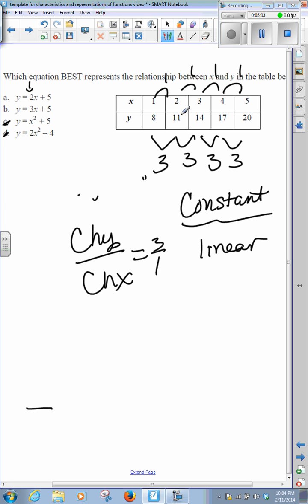So again, the fact that I have a constant rate of change in my table tells me that it's going to end up being linear. And the fact that these two equations have an exponent means that they are not linear, so they can't be the right answer. Now I know my rate of change is 3 over 1, which is a 3, which means it can't be A, because remember the number in front of the x is your rate of change. So my answer has to be B, because it's the one that has a 3 in front of the x, which means that its rate of change is 3.